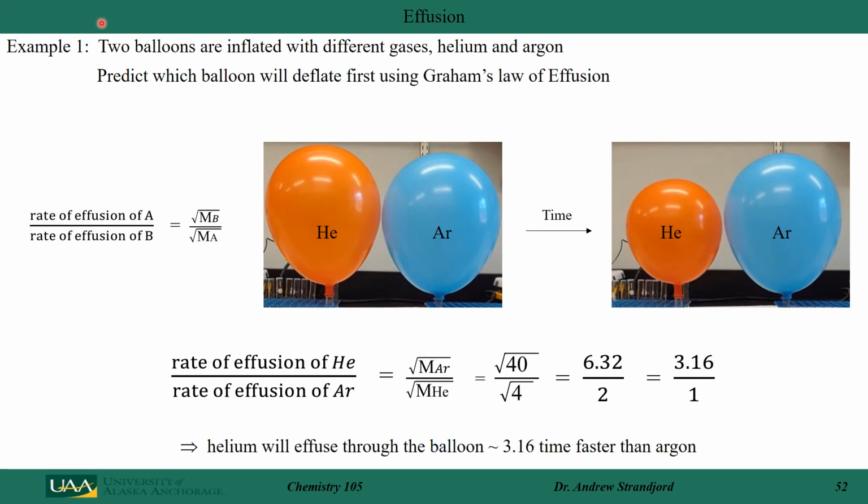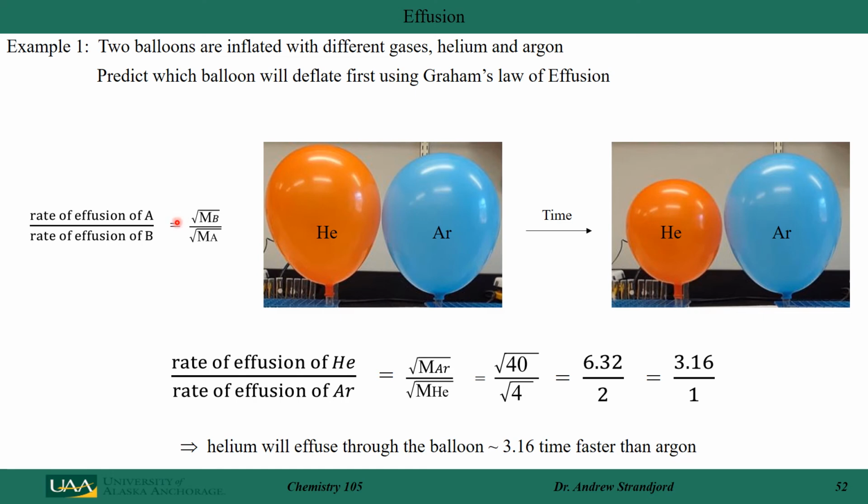So here is an example using Graham's law of effusion. I have two balloons, and they're inflated with different gases, helium and argon. Let's predict which balloon will deflate first using Graham's law of effusion. So why would they even deflate? That's because these plastic balloons actually have very small holes in them that some of the gas can leave through.